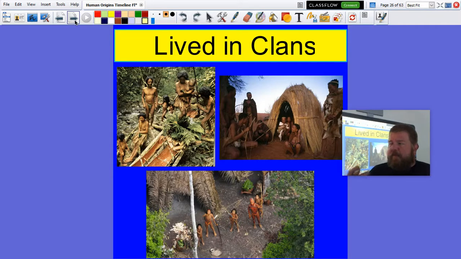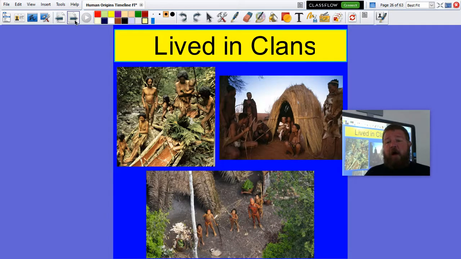I keep using this term tribe and kinship units and that kind of stuff. What we call these groups of people are clans. They had a clannish existence. Now, a clan doesn't mean that you're all blood relatives, even though a lot of people in clans are blood relatives. But it is a family unit, as in these people are responsible for one another, and they all work together for survival.